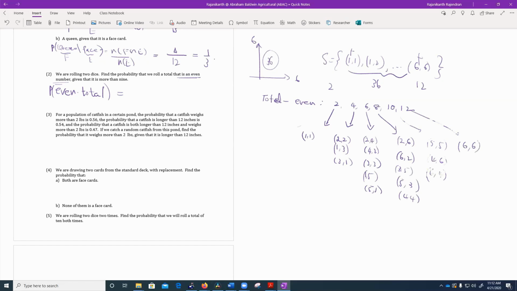So these are the total possibilities you have when you get a total which is even. How many are there? 1, 2, 3, 4, 5, 6, 7, 8, 9, 10, 11, 12, 13, 14, 15, 16, 17, 18. So there are 18 outcomes. Therefore, the probability of an even total is 18 outcomes out of 36.